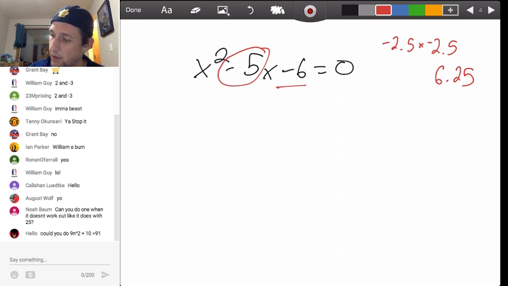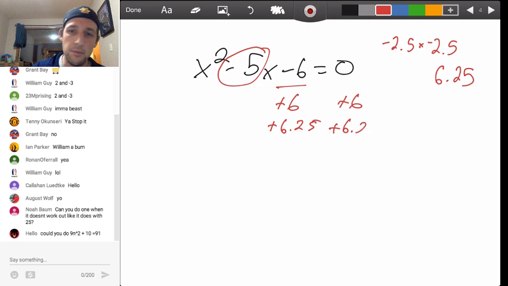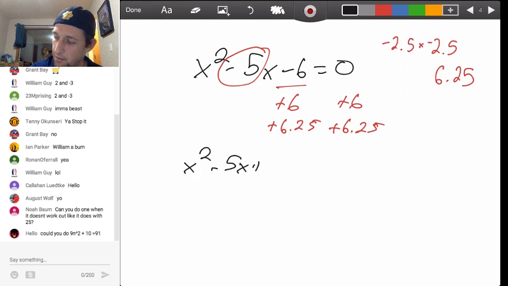So I would add 6 initially just to make that negative 6 turn into a 0, and then I would add 6.25 because that's the number I want it to be. I'm going to do the same thing over on the other side. When I do that, I get x squared minus 5x plus my 6.25. That's the number I wanted it to be. Over on the other side, I've got to add 0 plus 6 plus 6.25. That's 12.25.